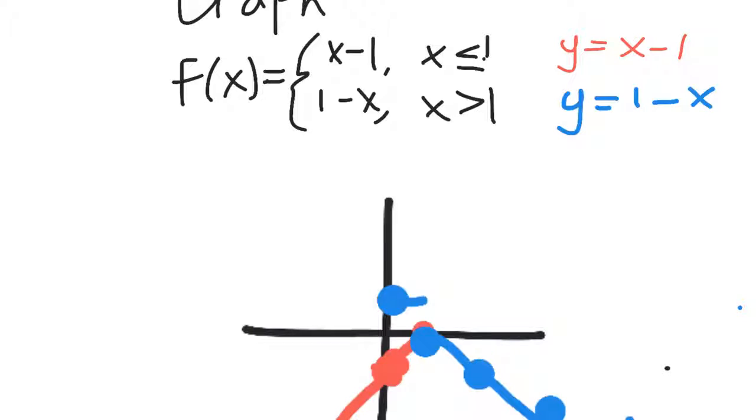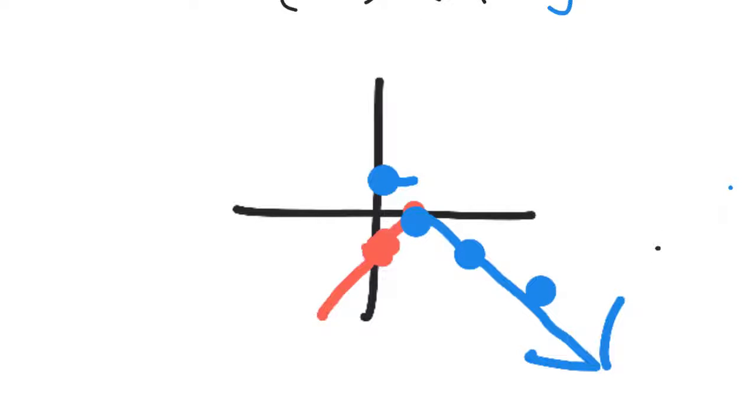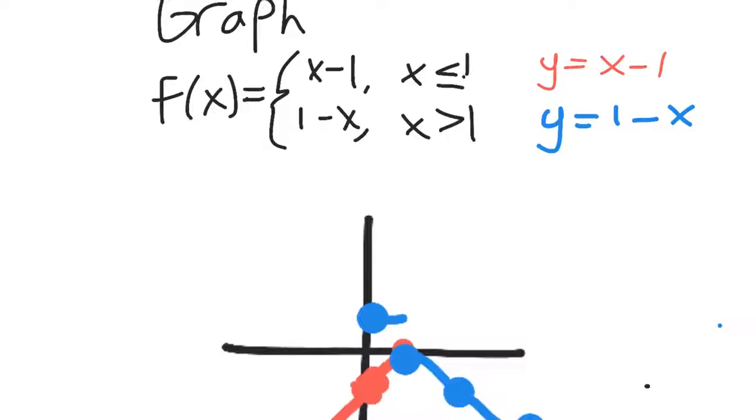We should have arrows going for the red graph, because that goes infinitely in that direction. But that's it. It's basically two different lines happening at the same time.